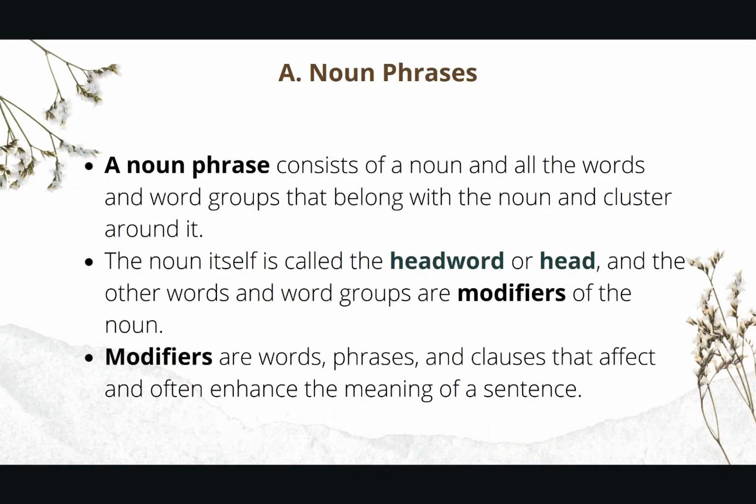A noun phrase consists of a noun and all the words and word groups that belong with the noun and cluster around it. The noun itself is called the head word or the head, and the other words that cluster around it are known as modifiers.